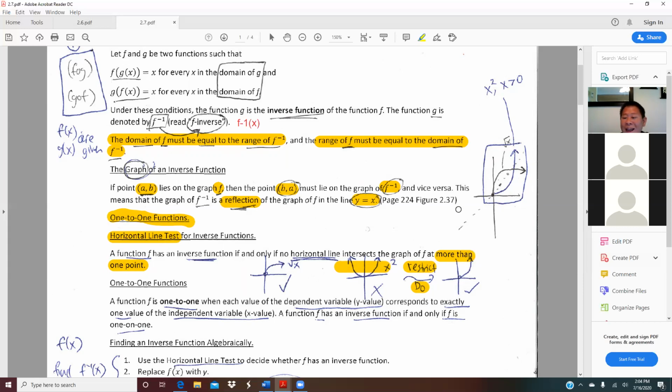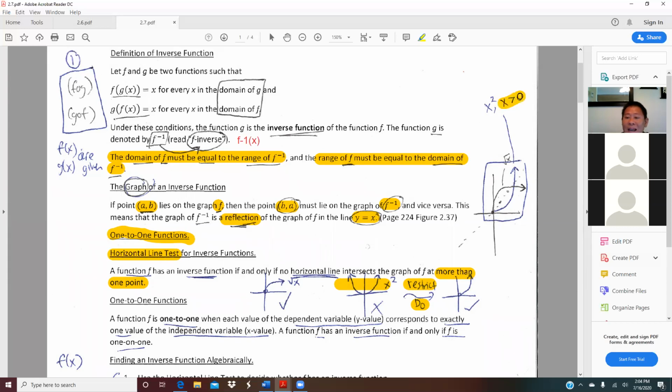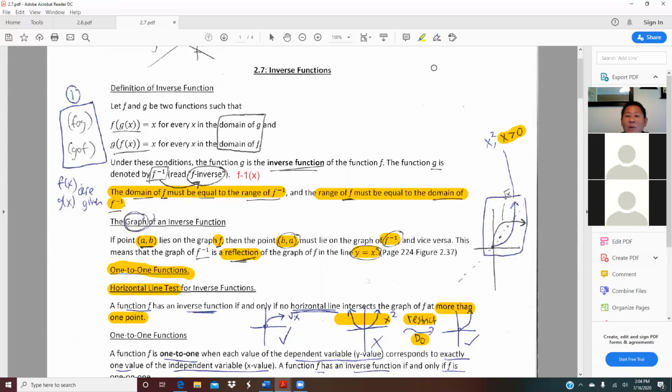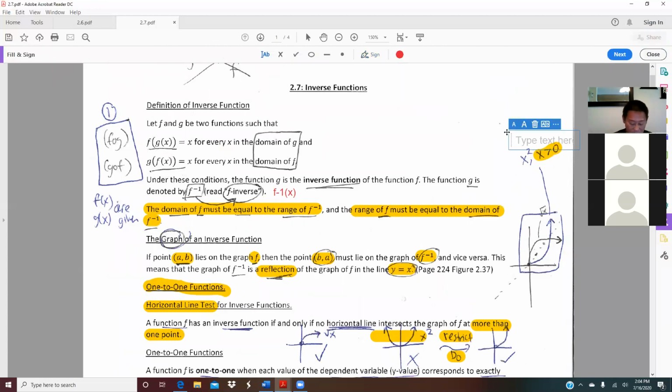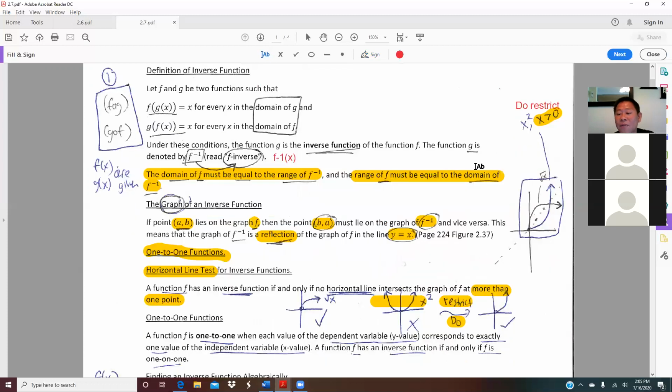So when you look at the x squared that I have, you will see x greater than 0. This is what we call the domain restriction. The domain restriction is telling us that if you have it, that will make the function one to one. And once you make it 1 to 1, then this will have an inverse function. Because if you take the whole parabola, then it does not have an inverse function. But if you restrict the domain, it will.